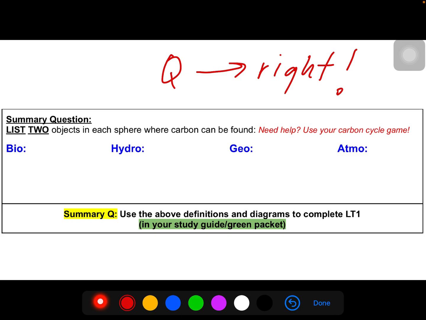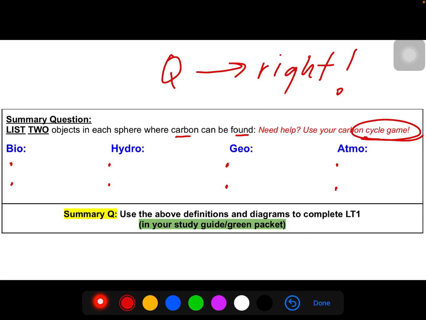And then finally, your summary question here, just simply thinking about all the things we listed. What are going to be at least 2 where carbon can be found? So you might be able to go through the examples we just listed and say, oh yes, I know carbon is definitely in these. But you could also circle back to your carbon cycle game and look at all your stations and see if you can locate anything specific that would include carbon. So this is just a short bulleted list. Where can I find carbon in every single spot?